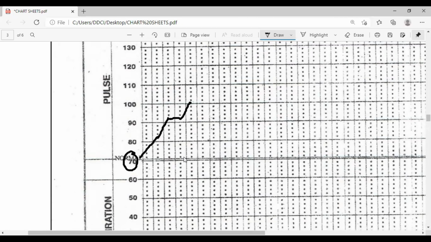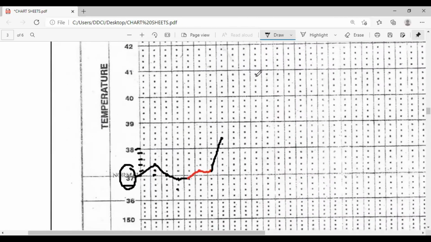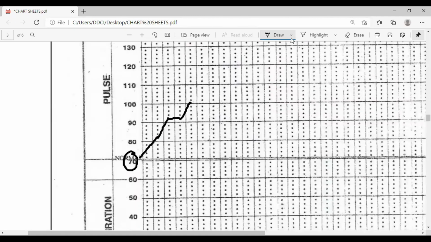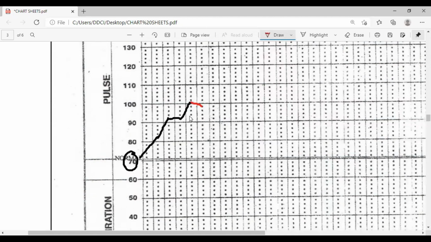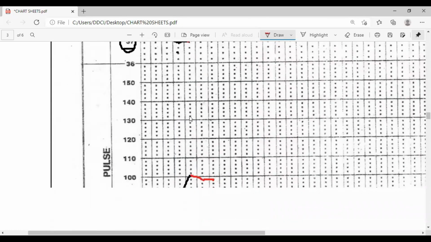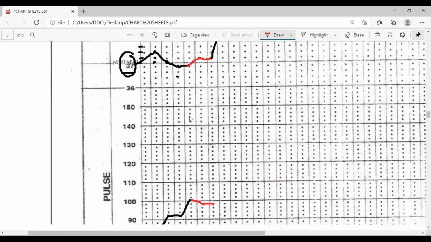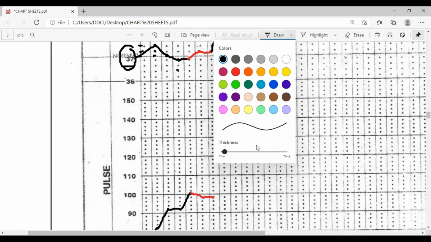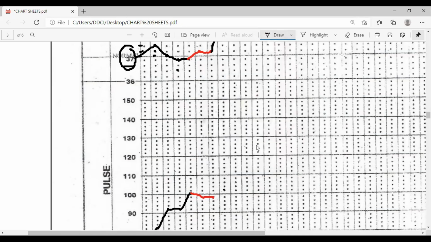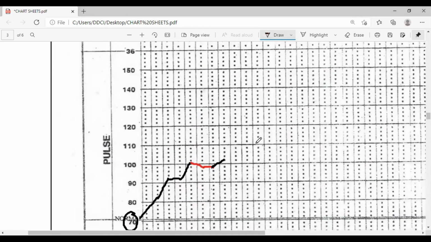Then for 12 midnight, it's the night shift now, so you're going to use your red ball pen. Around 98, say 98, connect. And then around 4 a.m., same 98. The result is 98, so you just connect. Once the shift is already morning, the nurse must use the black colored ball pen. So we have here 102, for example. So it's going to look like that.